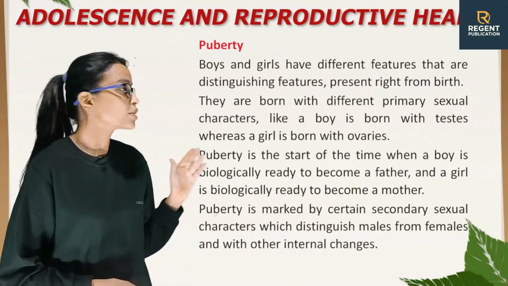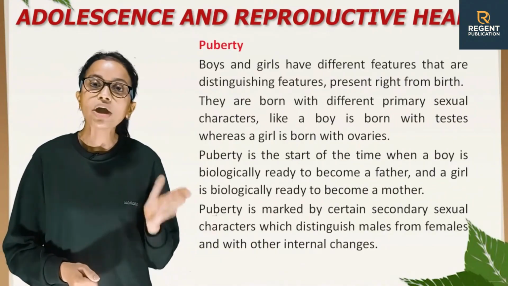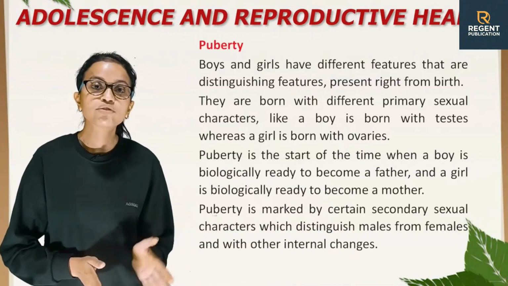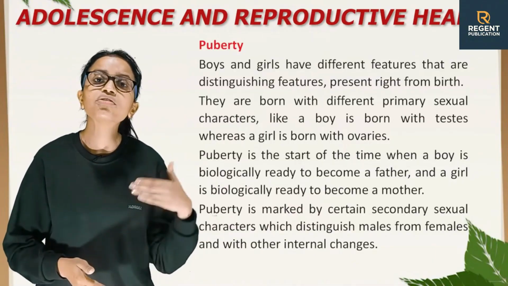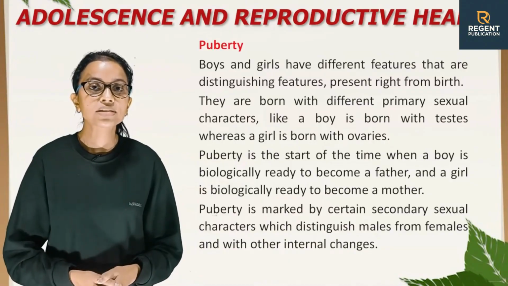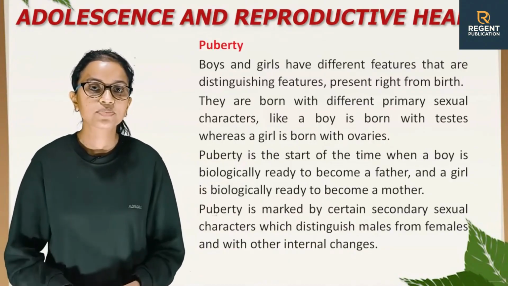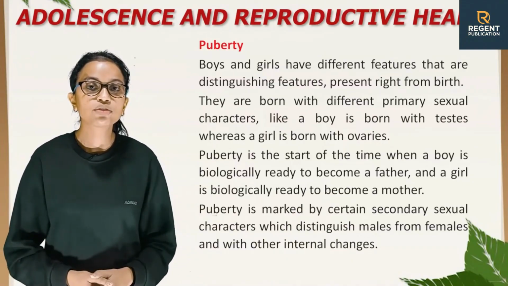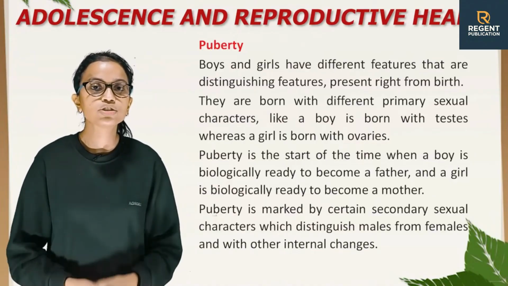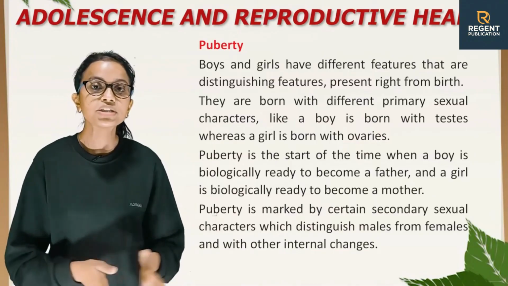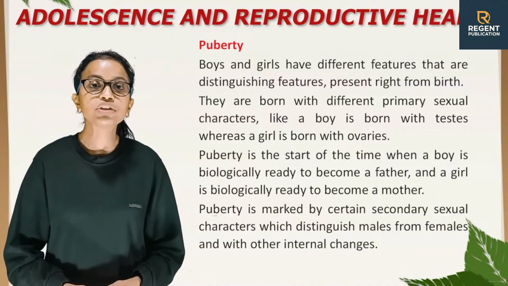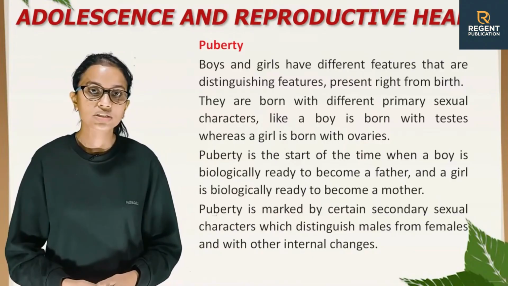So let's see what puberty is. Boys and girls have different distinguishing features present right from birth. They are born with different primary sexual characters, like a boy is born with testes, whereas a girl is born with ovaries. Puberty is the start of the time when a boy is biologically ready to become a father and a girl is biologically ready to become a mother. Puberty is marked by certain secondary sexual characters which distinguish males from females, along with other internal changes.